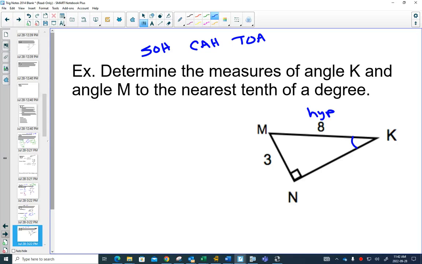So this one, okay, I want to find K. What should I use? SOHCAHTOA. You should use sine. Why should you use sine? Because you know the opposite of K and you know the hypotenuse. So you can write the ratio that sine of K is the opposite side over the hypotenuse. Then your calculator has it built in. Instead of guessing and checking, to undo the sine, we do sine inverse.